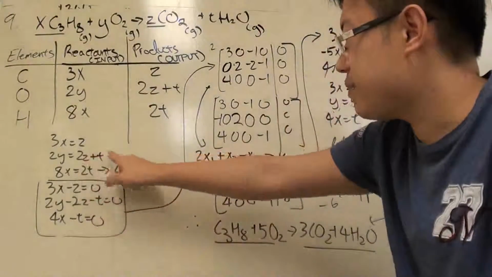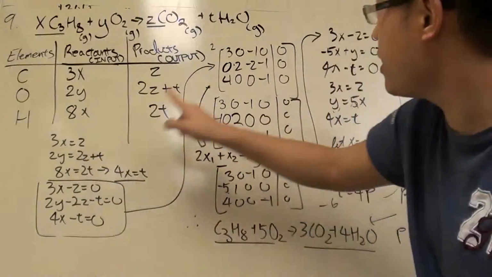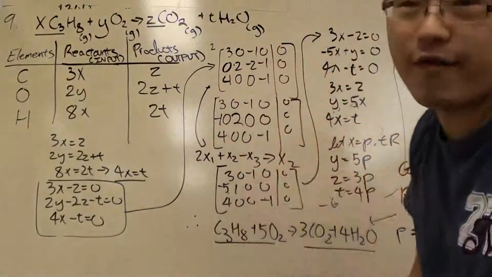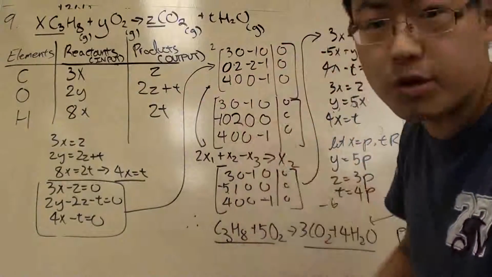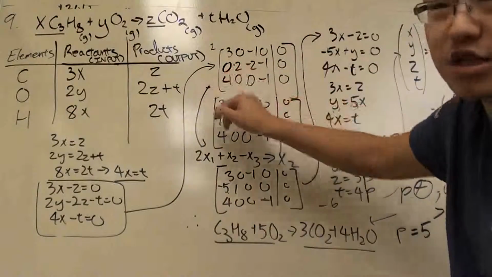Because of that, we organize it nicely, put it into a matrix, and reduce the matrix. In this case, it's only 3 by 4, and it's homogeneous too, so we should be able to reduce it relatively easily. So I'll just let you follow through this.